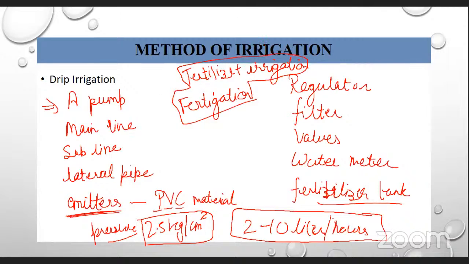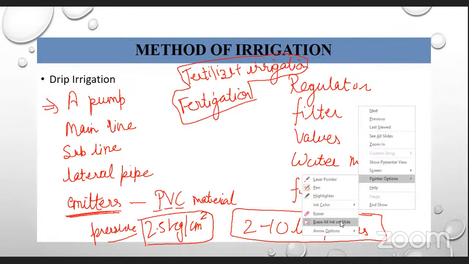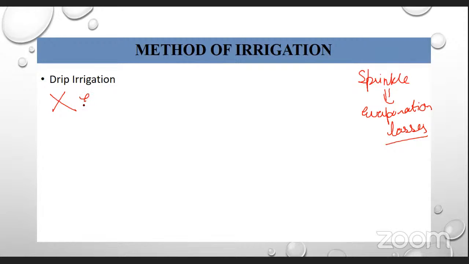Now we will see the importance of drip irrigation. In drip irrigation, the water losses due to deep percolation, surface runoff, and transmission are avoided. Also, the evaporation losses that occur in sprinkler irrigation do not occur in drip irrigation. In sprinkler irrigation we have evaporation losses, but in drip irrigation we don't.